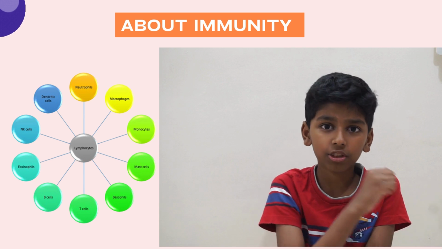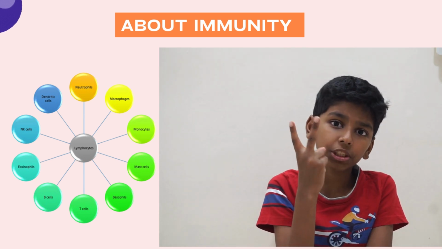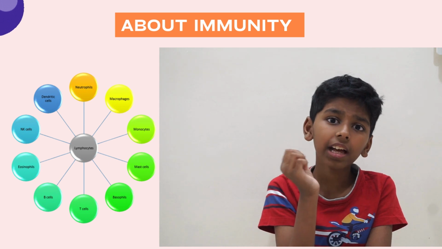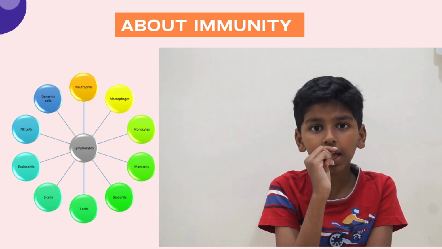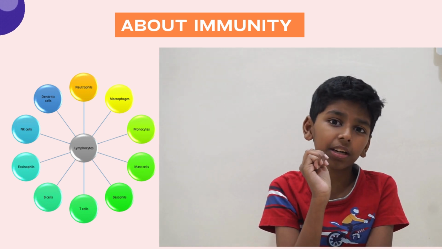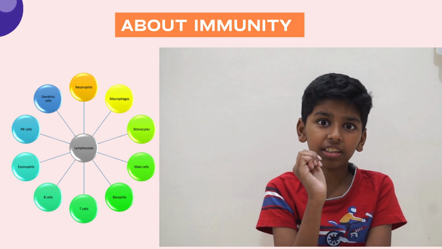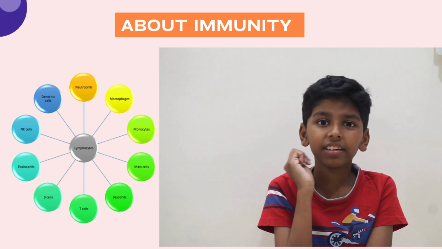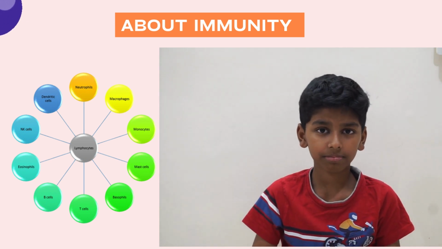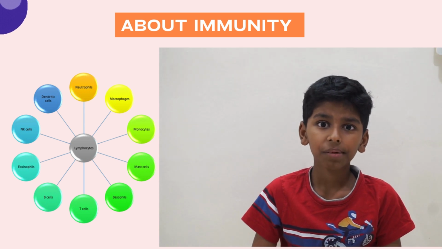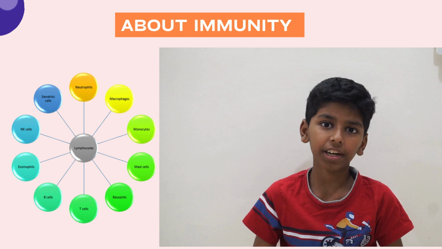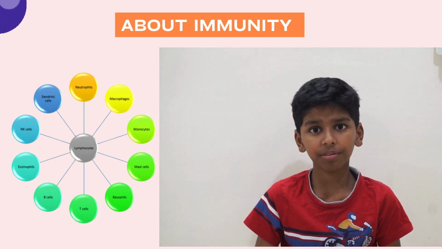Okay, now let's talk about T cells. There are two major types of T cells: cytotoxic or killer T cells and helper T cells. Now the helper T cells are like commanders, while the killer T cells are a little more like the neutrophils. Okay, now let's move on to B cells. They produce antibodies, which are the major way to get rid of pathogens and diseases.